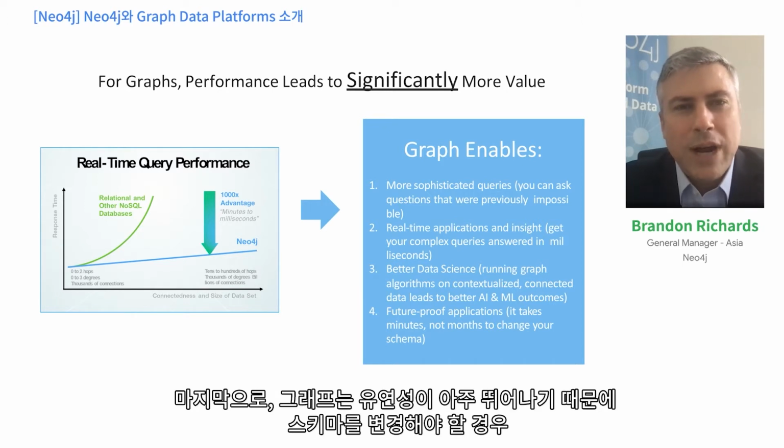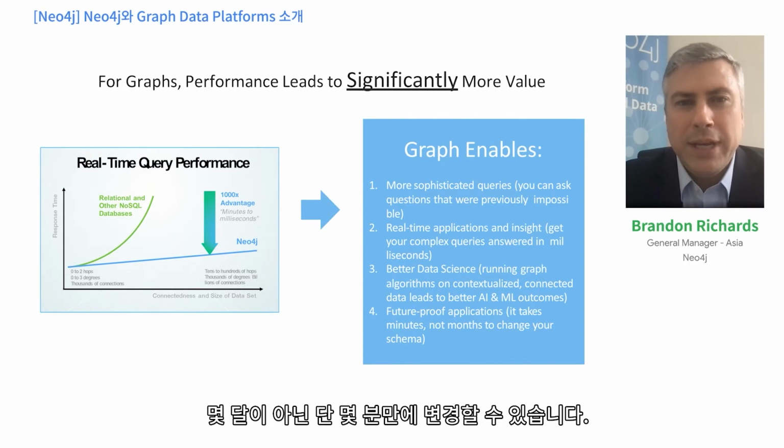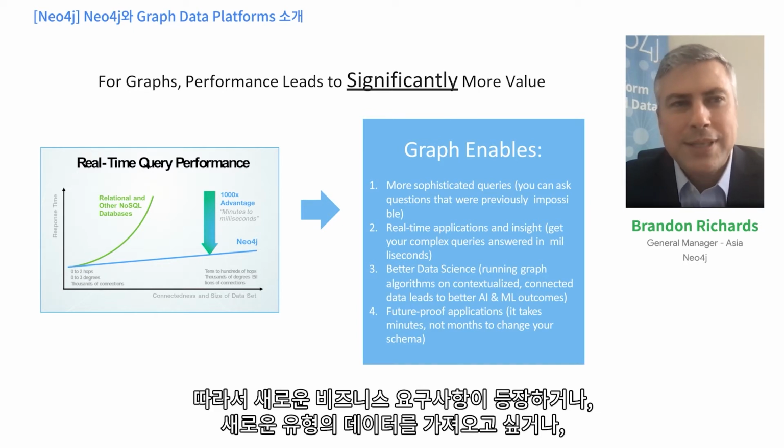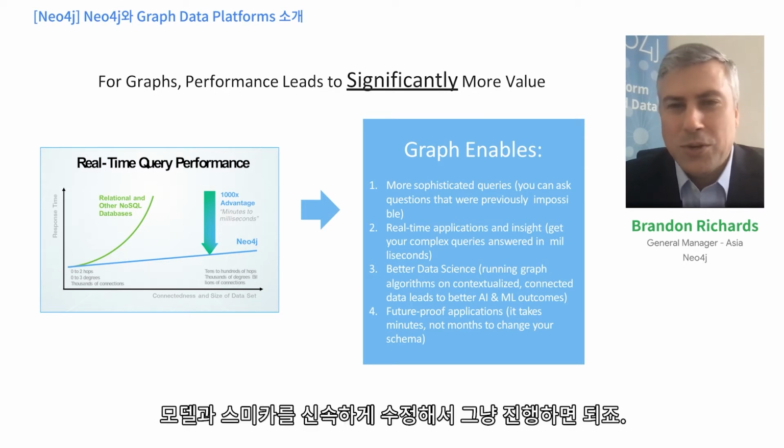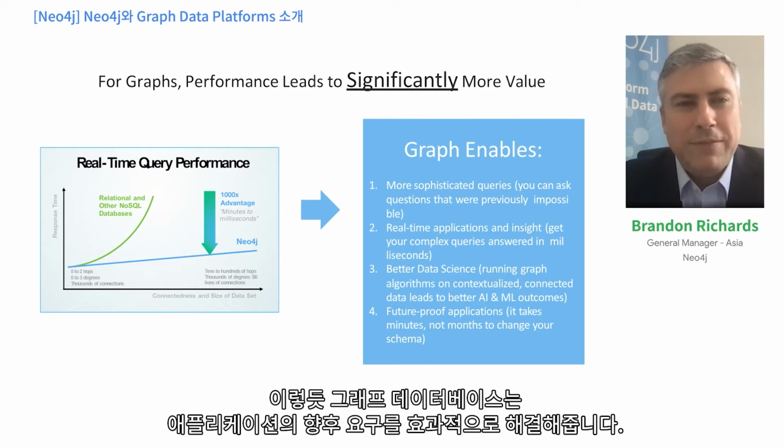And then lastly, graphs are very flexible. If you need to change your schema, you can change your schema in minutes instead of months. If you have new business requirements that are coming to you, or new types of data that you want to ingest, or new questions you want to ask of your data that you didn't think about when you started the project, all of these are not a big deal in a graph database. You will just quickly modify your model, your schema, and move on. So graph databases are effectively future-proofing your applications.